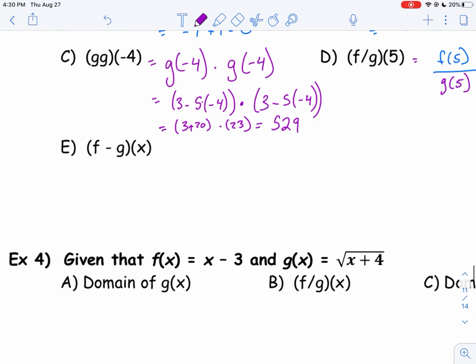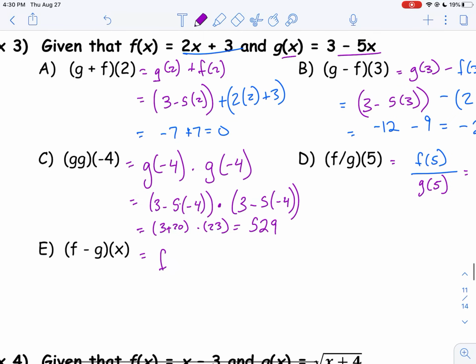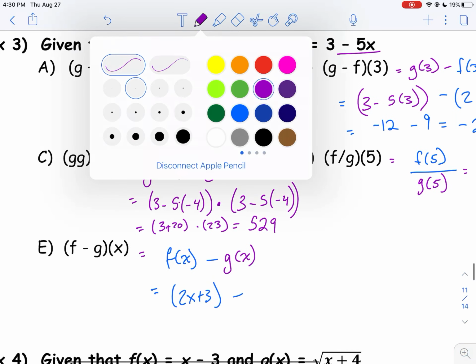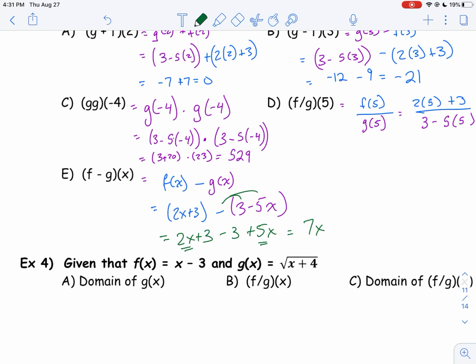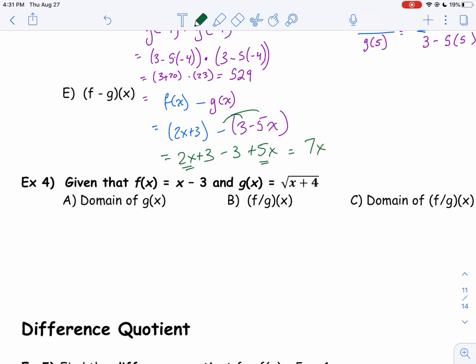All right. Took our numbers away, right? But it's still the same idea, except f is blue. So I take f of x minus g of x. F of x is 2x plus 3 minus g of x, which is 3 minus 5x. Distribute our negative sign here. We get 2x plus 3 minus 3 plus 5x. Combine like terms, we get 7x. 3 minus 3 is 0. Alright, fantastic. Alright, they're asking us about the domains again.